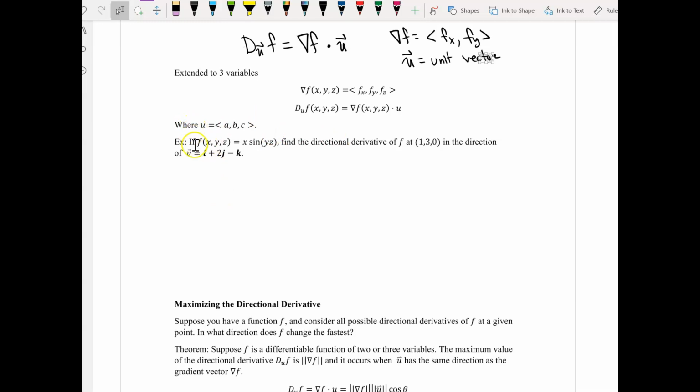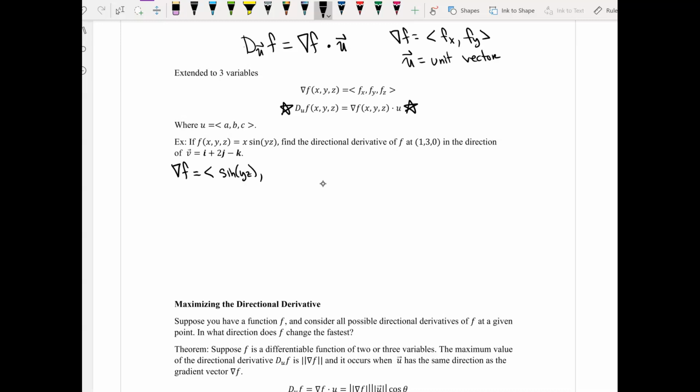Let's go ahead and take a look at this problem. We have f of x, y, z equal to x sine yz. We want to find the directional derivative of f at this point in this direction. Let's start off by knowing that we're going to use this formula, and let's take the gradient. So grad f. We take the partial derivative with respect to x. The x goes away and we're just left with sine of yz.